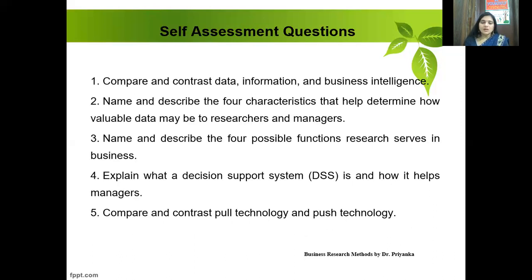Self-assessment questions. Number 1, compare and contrast data, information, and business intelligence. How would you contrast them? How would you compare them? I told you what data is and what information is. Data basically is just the raw data available, and information is data arranged properly in a useful way, right? Data are simply facts, whereas information is data formatted to support decision making.